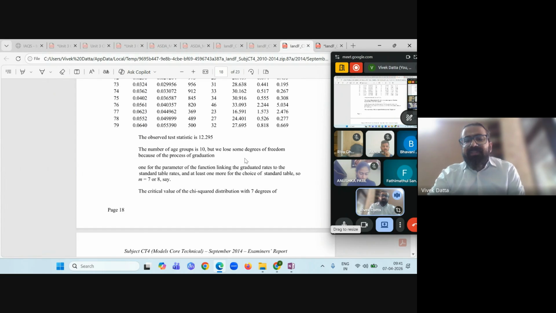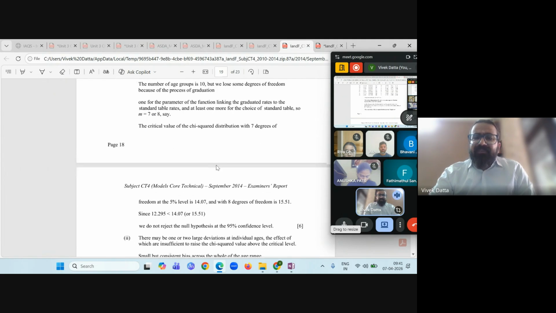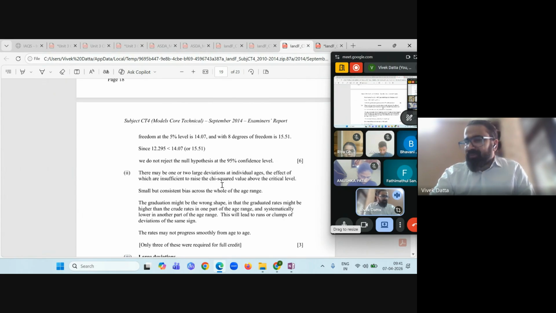Number of age groups is 10, but we lose some degrees of freedom because of the process of graduation. 1 for the parameter of the function linking the graduated rates to the standard tables, and at least 1 more for the choice of standard table. So M is equal to 7 or 8, say. The critical value of the chi-square distribution with 7 degrees is 14.07, and with 8 degrees is 15.51, so we do not reject the null hypothesis. Okay, I would say that you still do it with the gradient always. Clear?